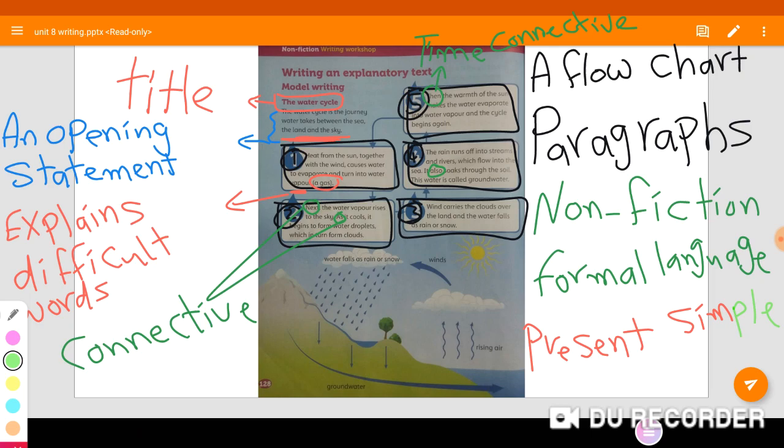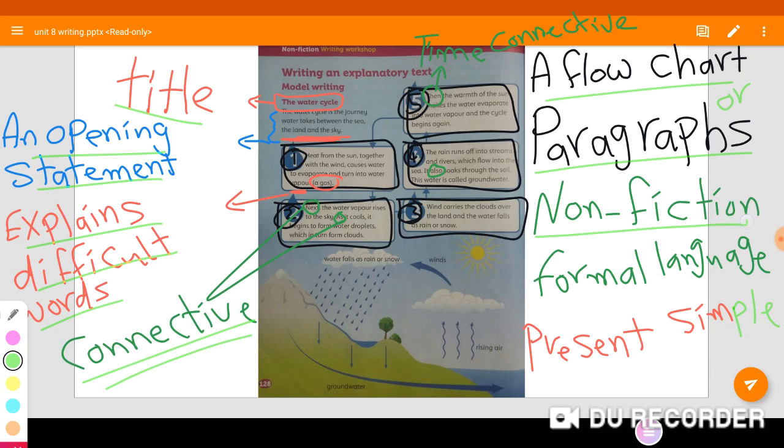But just remember with me the features. We have number 1, the title. We have an opening statement like an introduction. We have to explain the difficult words. We have to use some connectives. I can present my explanatory text in a flowchart or paragraphs. The text should be non-fiction, that means real. I have to use formal language and I have to use the present simple.